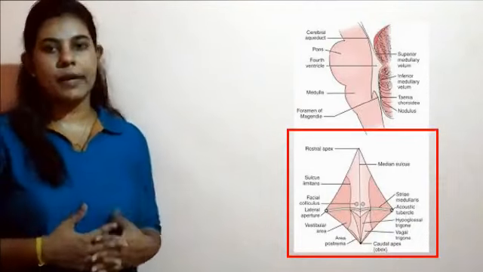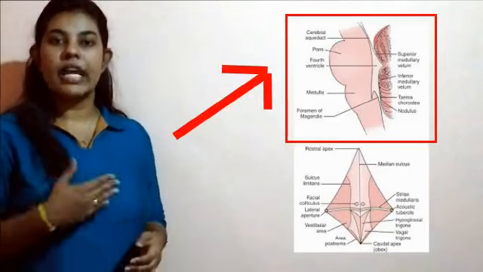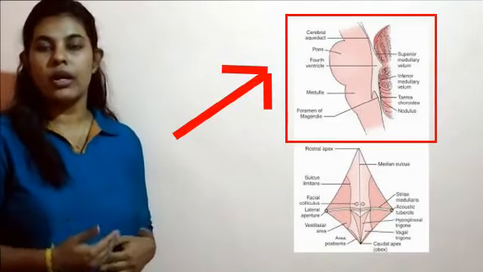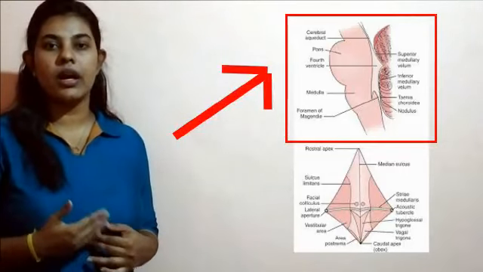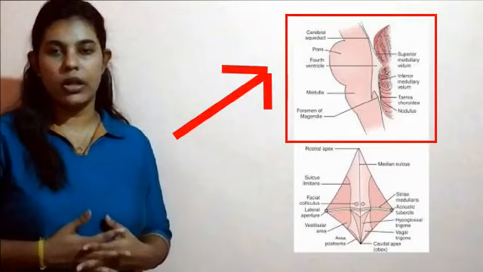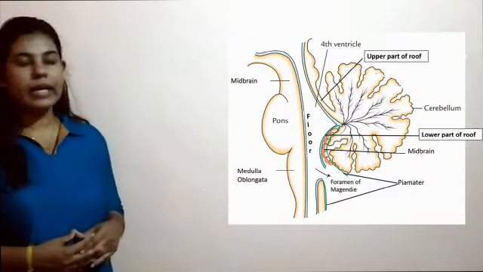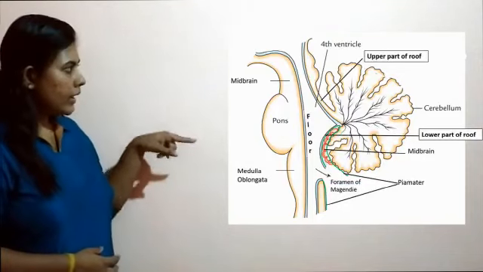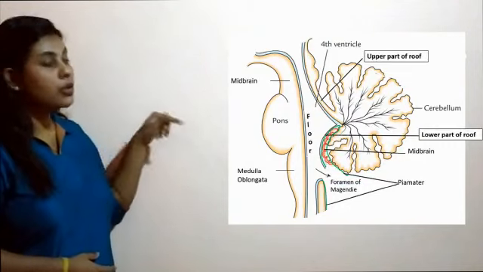Okay, let's see the boundaries of the fourth ventricle. It is situated in front of the cerebellum, posterior or dorsal to the pons and the superior half of the medulla oblongata. First we will see the roof. The roof of the fourth ventricle projects backwards, here you can see, backwards into the cerebellum.